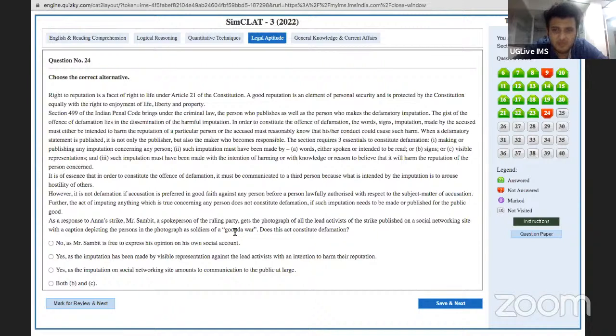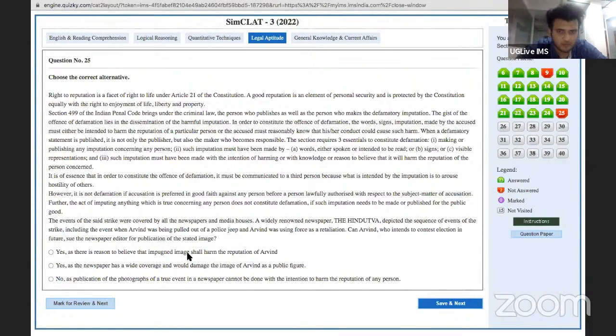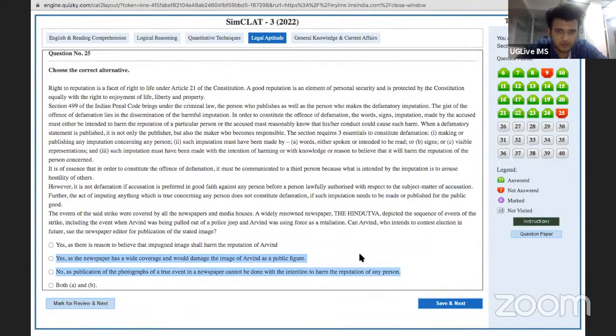Okay. Imputation has been made by visible representation. Imputation on social networking amounts to communication to the public at large, he is free to express his opinion on his social account. Right. Why is D coming up everywhere? This is also D, is it? Yes, it looks like D to me too.